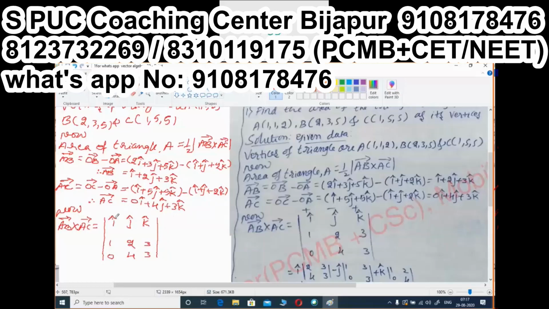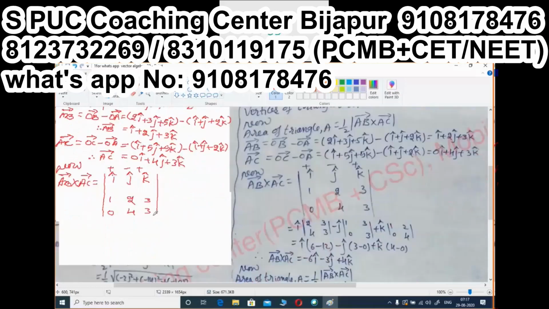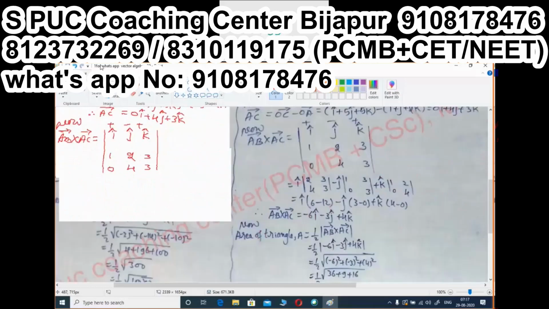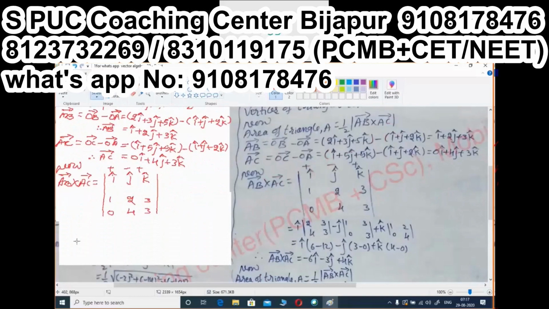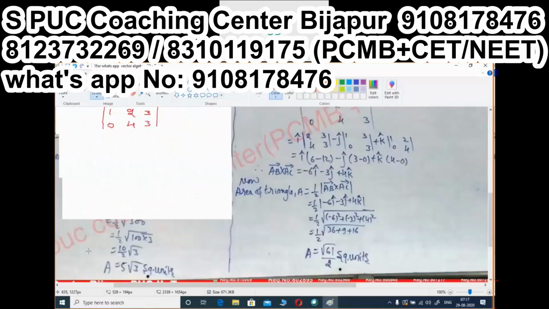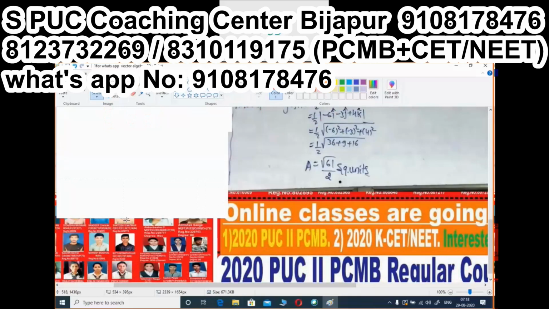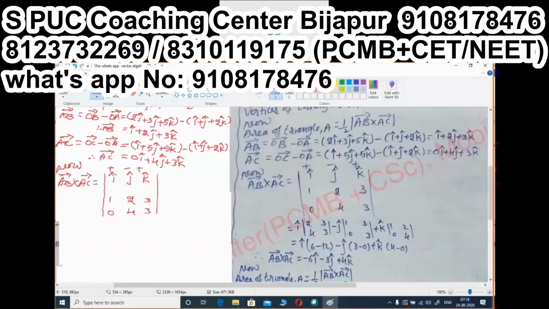So expand along the first row. For that you are going to take the signs as plus, minus, plus. Okay, you do the expansion and tell it to me. Anybody? Anyone? Just a minute. Yes, tell me now.